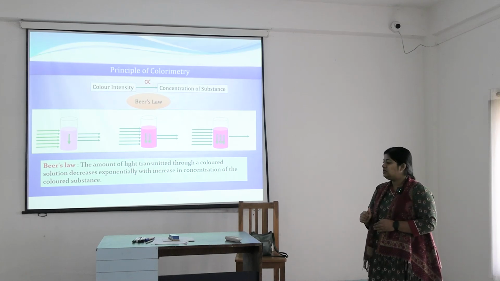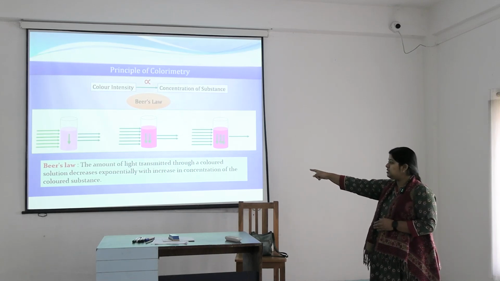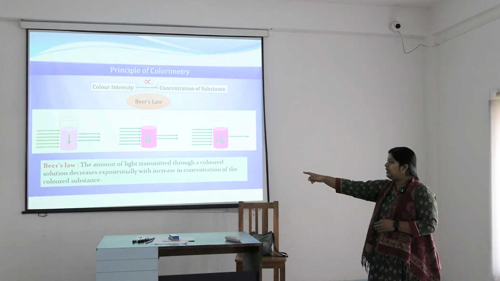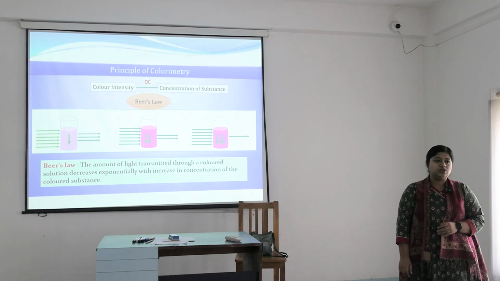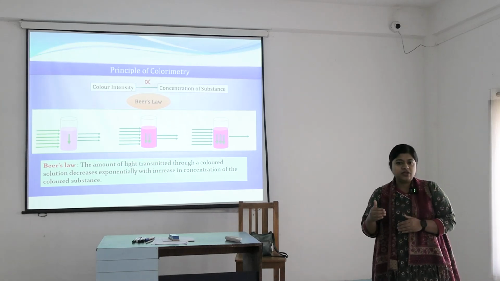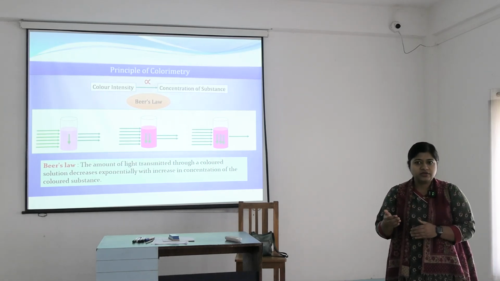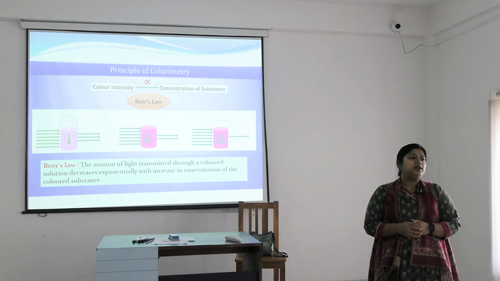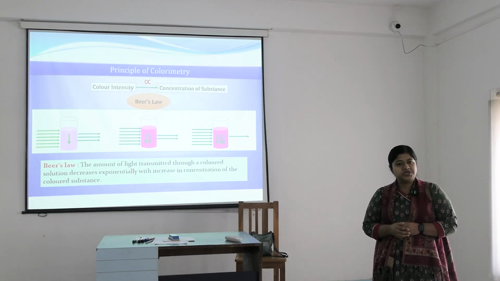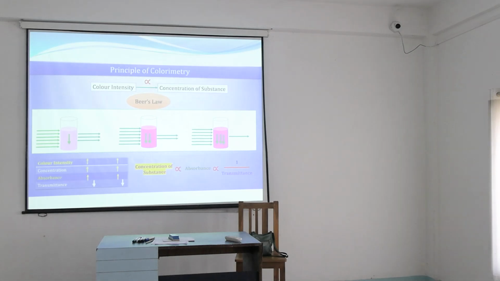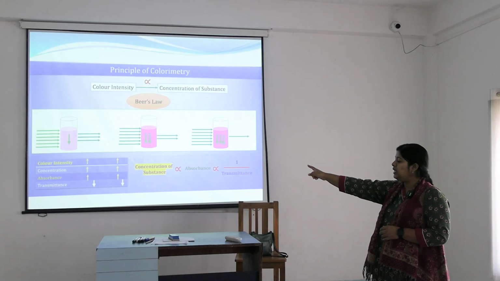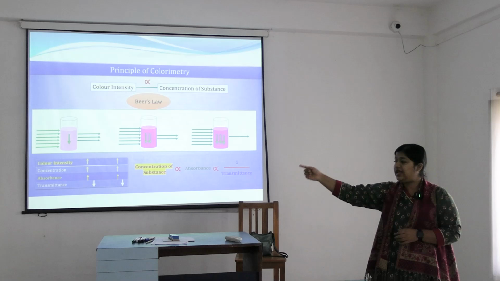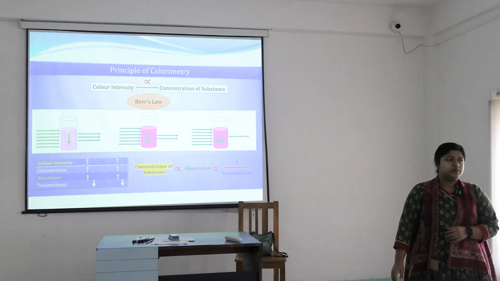So what Beer's law states: the amount of light transmitted through a colored solution decreases exponentially with increase in concentration of the colored solution. As we increase the color intensity or the concentration of the solution, transmittance will be decreasing exponentially. That is Beer's law. So in terms of absorbance and transmittance, we can say with increasing color intensity, concentration will also increase and absorbance will also increase, whereas transmittance will decrease.